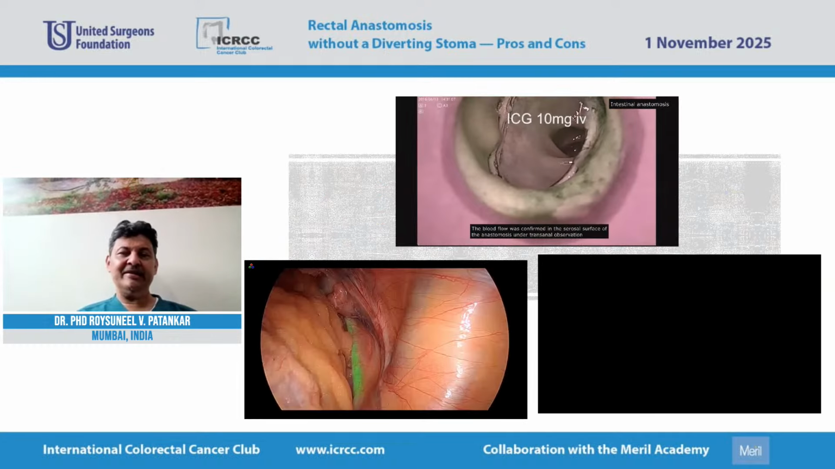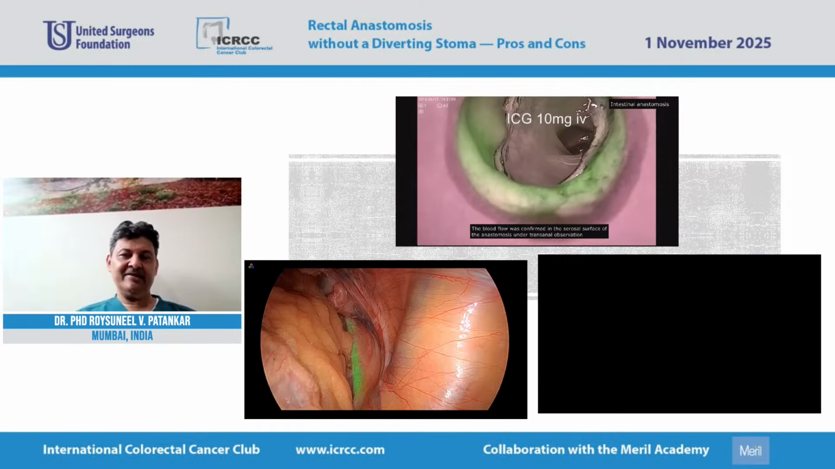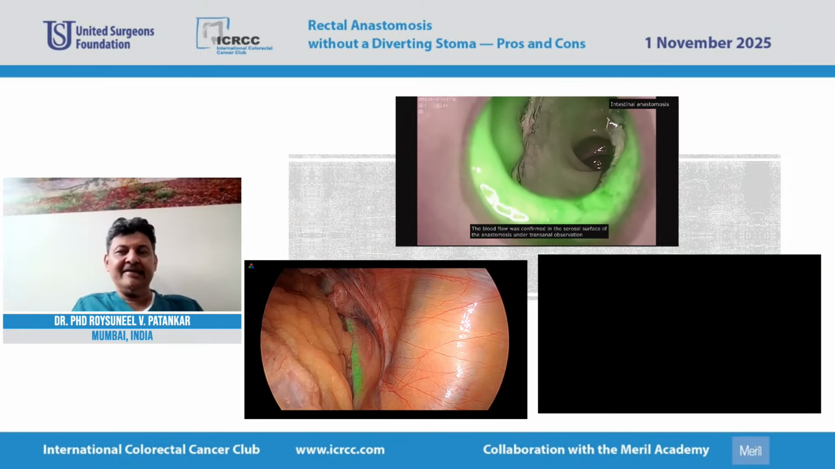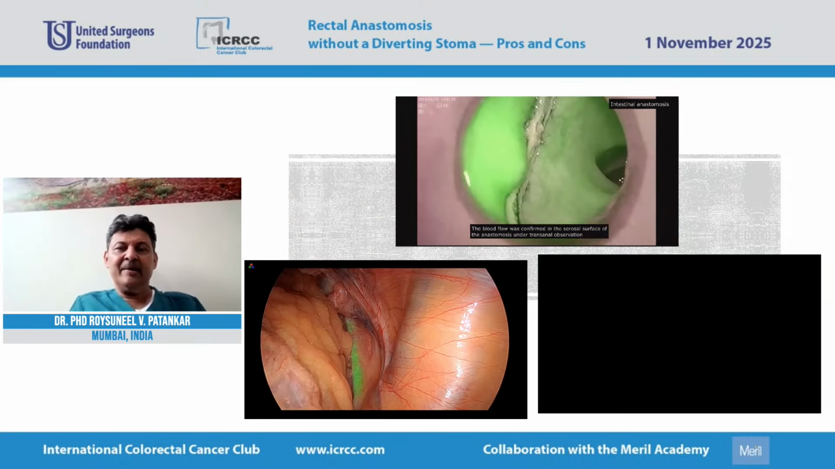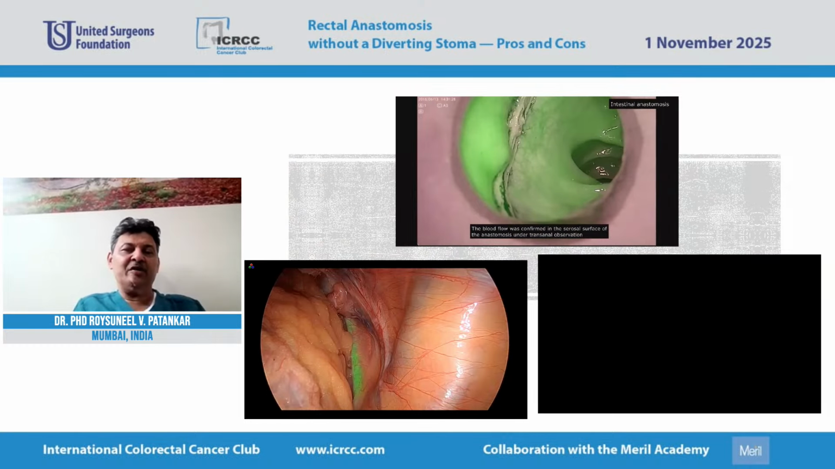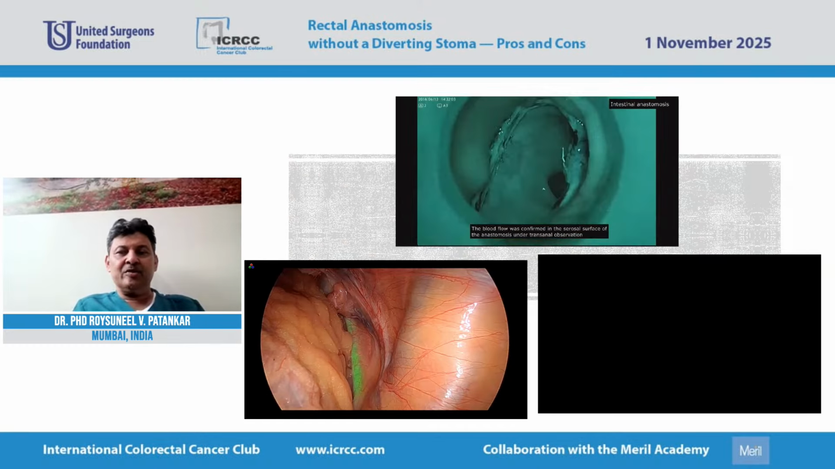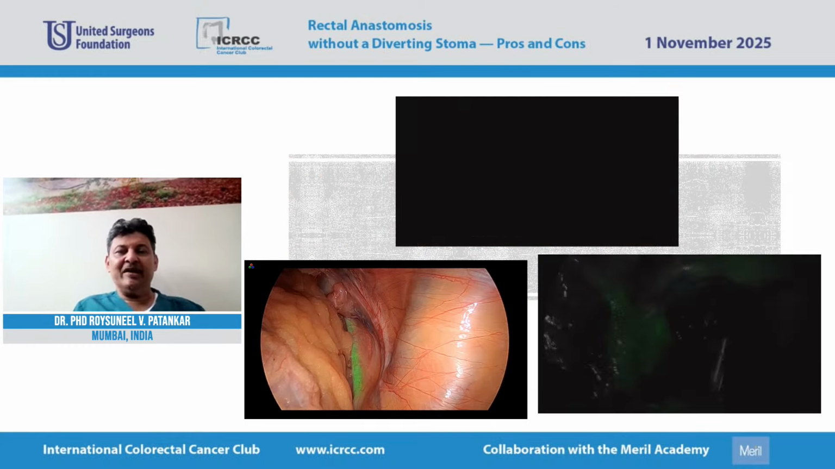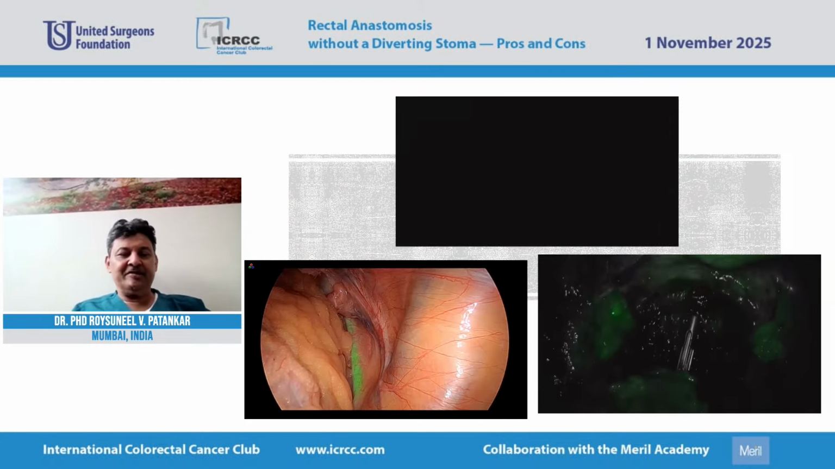What we've also been doing recently is, after firing the stapler, putting a telescope through the rectum. And you can see this is a low rectal anastomosis. ICG is again given, 2 milligrams repeated, showing good vascularity of the distal rectal stump. So this confirms unequivocally that the anastomosis is well vascularized. So we can avoid doing a lot of stomas in these patients.